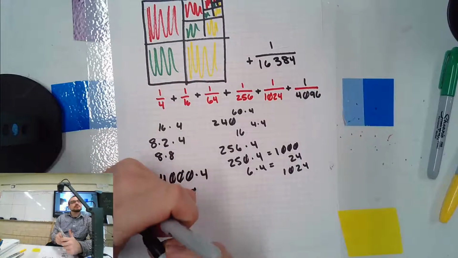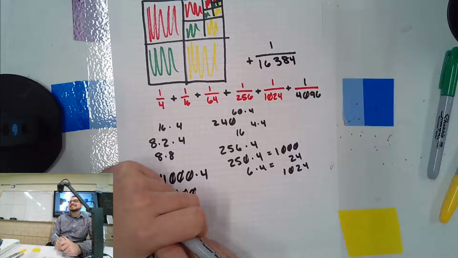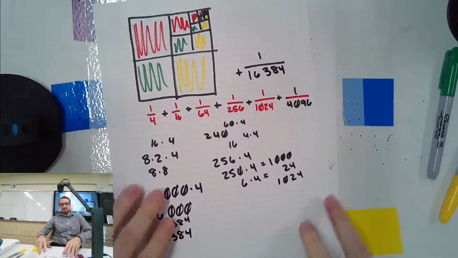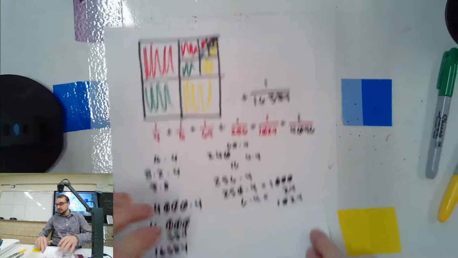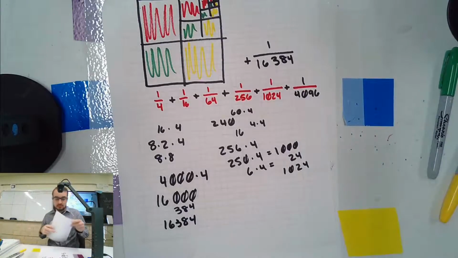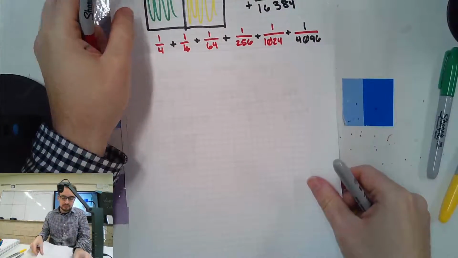16384. Now we gotta add them all up. How do we add fractions? How do we add fractions up?